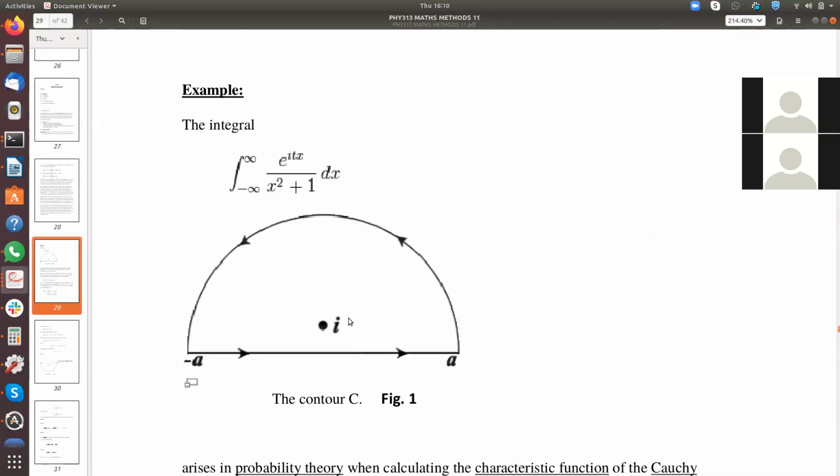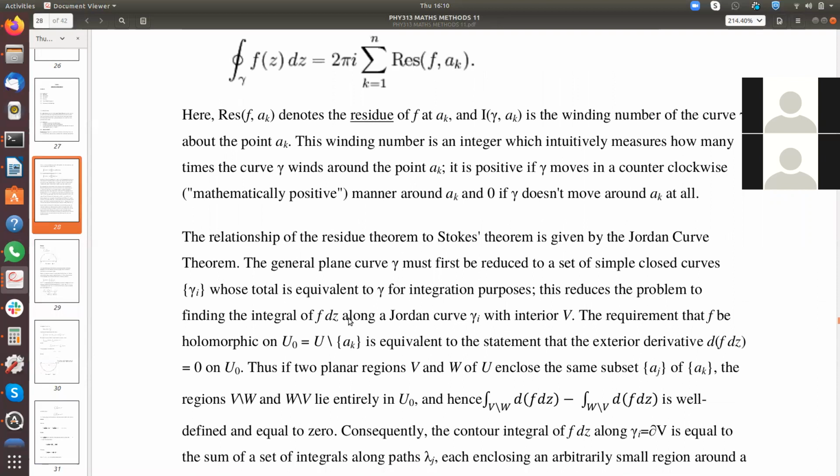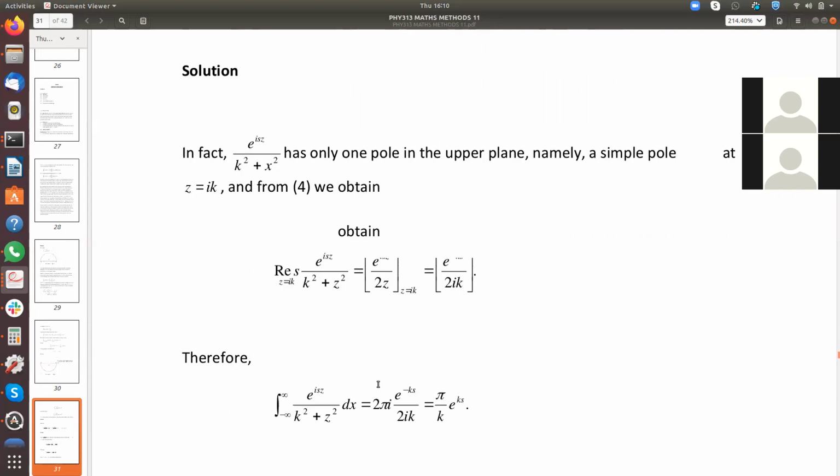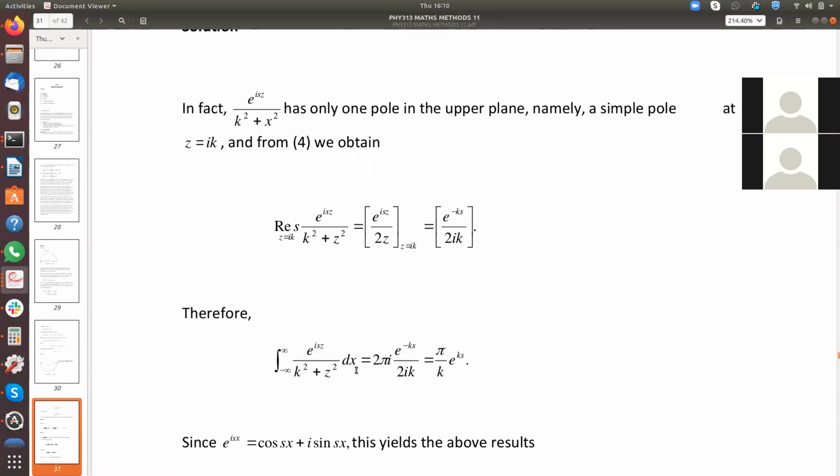There is an expression here in equation 4. Let me see where that function is. It's not labeled there. So we try to simplify this into this function. So we can say that the integral from negative infinity of the whole of this dx is equal to 2 pi times this, which is equal to this. What has happened here is that we have tried to express this, using Euler's formula, in this format, cos x plus i sin x. So this yields the above result.